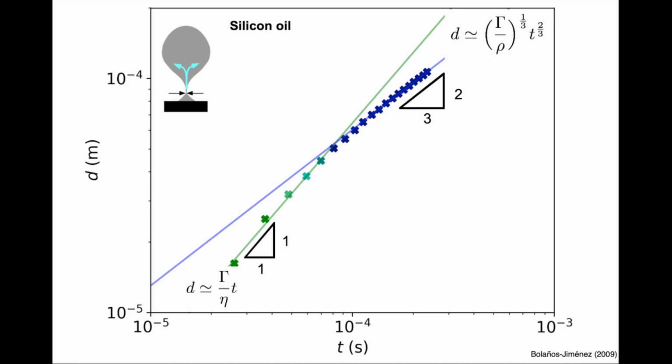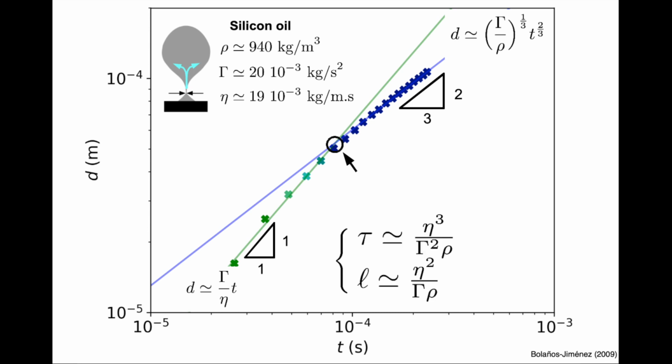The silicon oil has a density, a surface tension, and a viscosity. And all three mechanical quantities are required to understand this event, this crossover. Just as in the explosion case, the coordinates of the point of intersection, the event, can be expressed directly from the three mechanical parameters. They are a direct consequence of dimensional analysis.